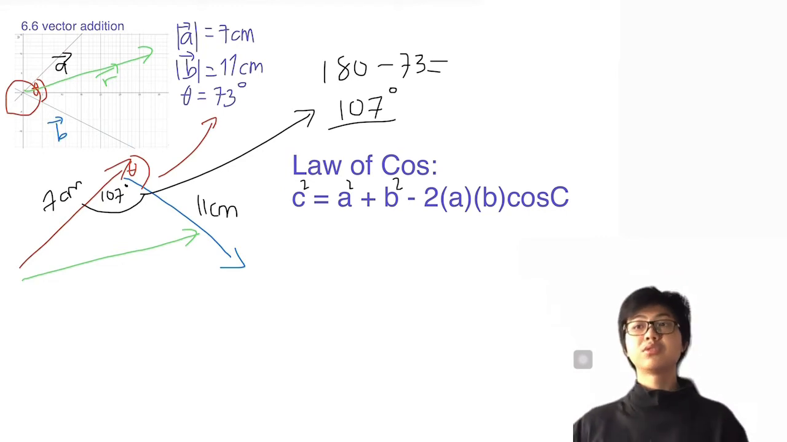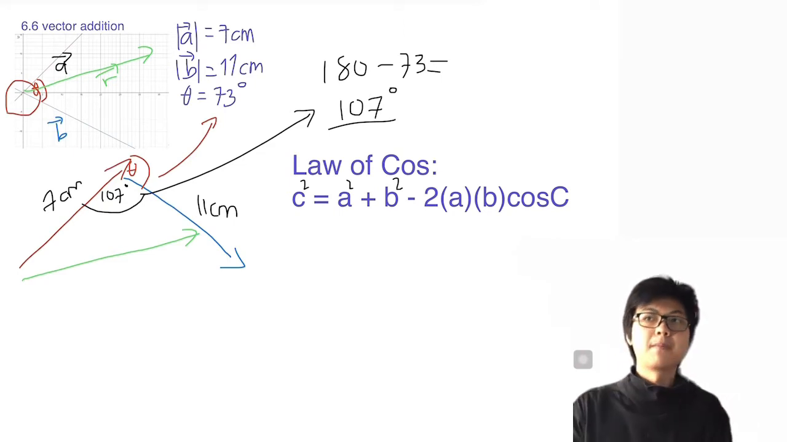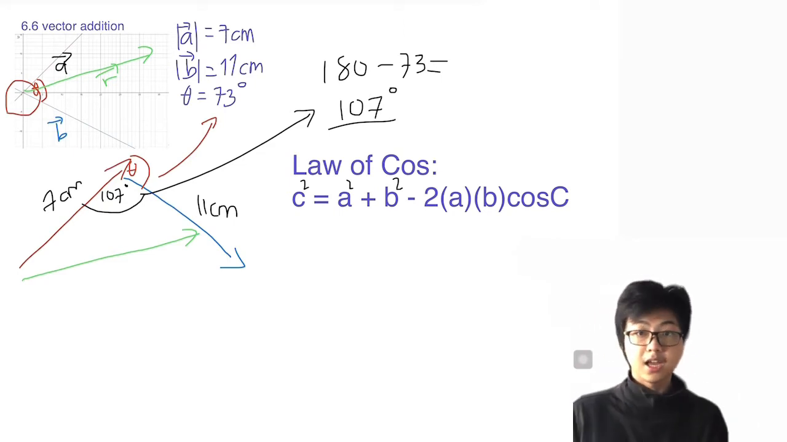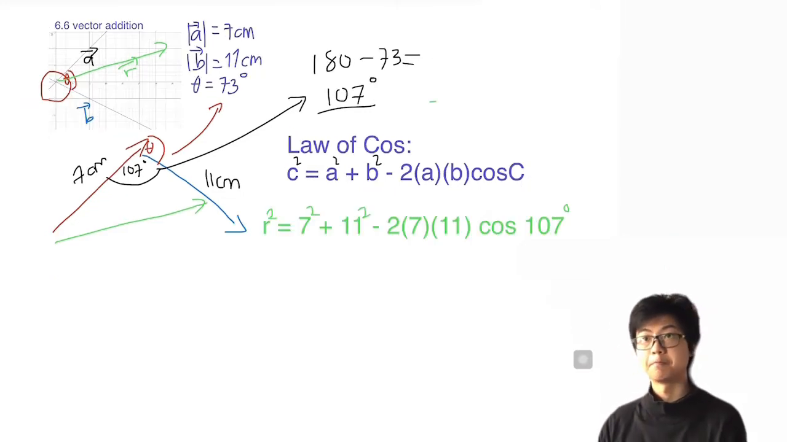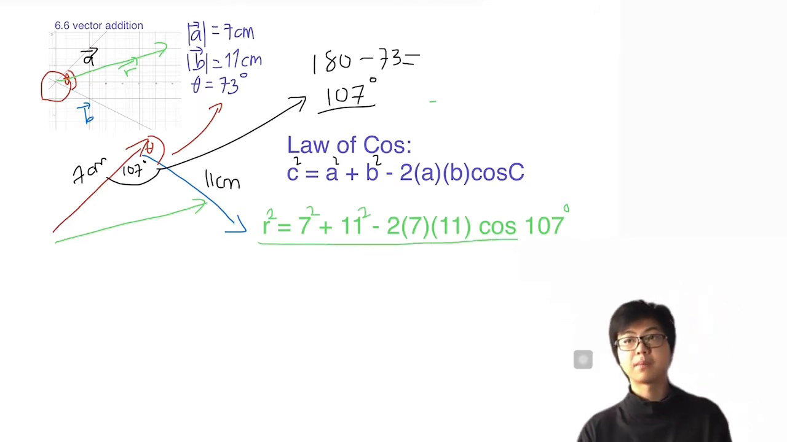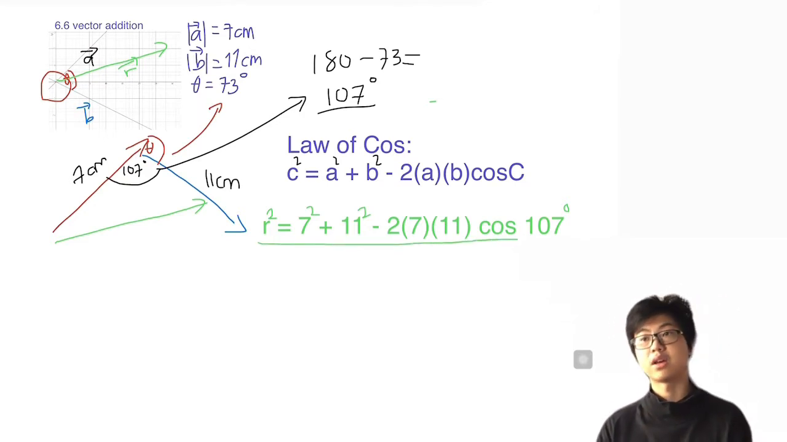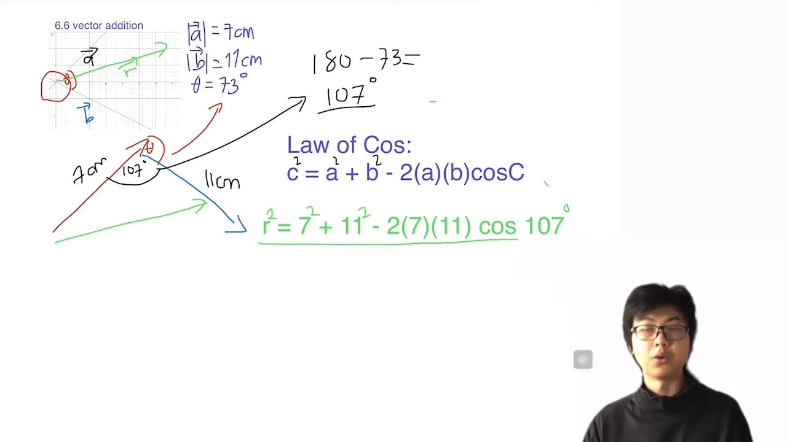It's going to be SAS configuration. Okay, so we're going to be using the law of cosines for this one. C squared equals A squared plus B squared minus 2AB cos C. Probably you all already know that from the presentation of Josh last Friday. And R squared equals 7 squared plus 11 squared minus 2 times 7 times 11 cos 107 degrees. So this is what the formula is if I put the information that I already have inside that equation.